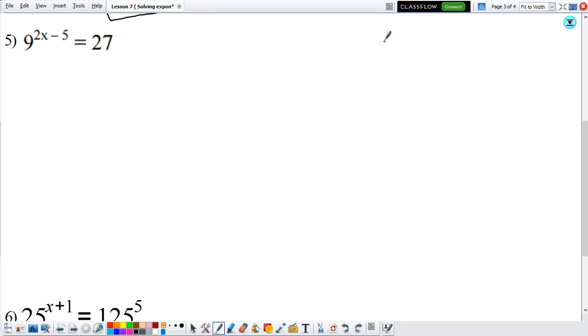Well, let's see. 9, I can rewrite that as 3 to the second. 27, I can rewrite that as 3 to the third. Because 3 to the second, that's 9. 3 to the third, that's 27. So notice that both sides, I can rewrite them having base 3. So let's do that. Instead of writing 9, I can rewrite 3 to the second. So now this becomes 3 to the second, exponent 2x minus 5. And on the right side, instead of 27, I can just write 3 to the third.